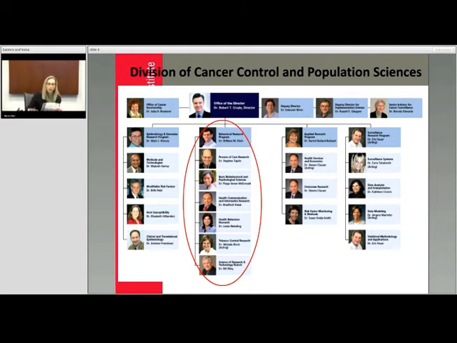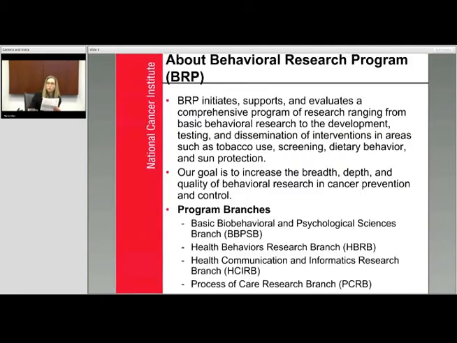These are the branch chiefs of each of these. We have a keen interest in all of the factors behaviorally related to cancer control and prevention. So you'll see the basic biobehavioral and psychological sciences branch, health behaviors research branch, health communications and informatics research branch, process of care research branch, science of research and technology, and tobacco control. And here's a little bit about our aims for our program.